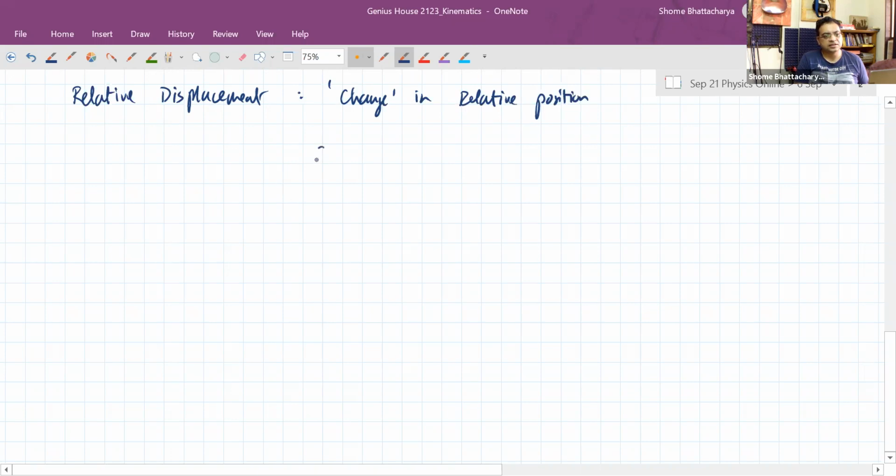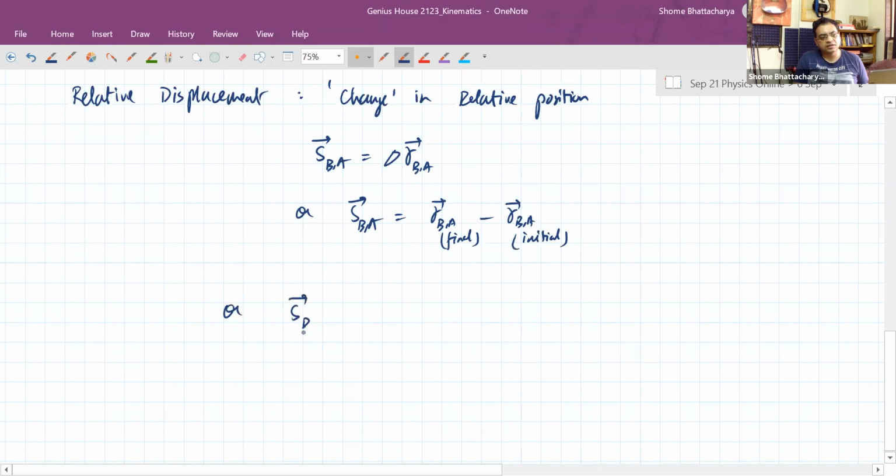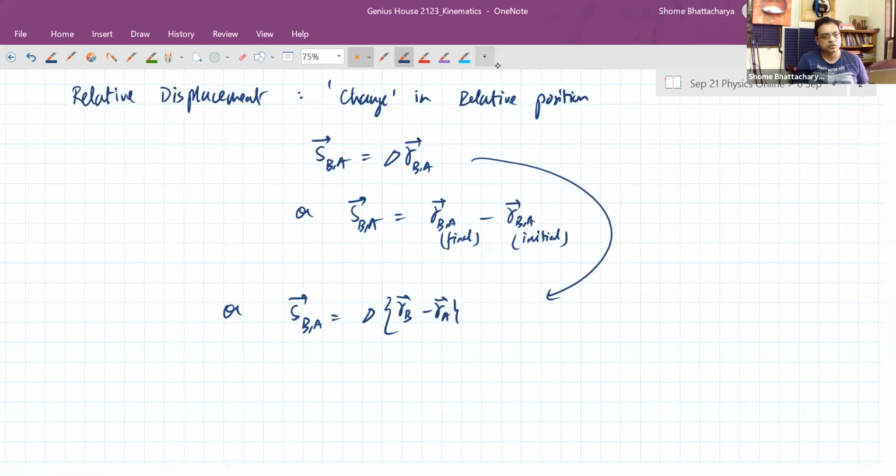Okay. So basically we can say that the displacement of B with respect to A is delta of the position of B with respect to A, or we can say that in a certain time interval, this is rBA final minus rBA initial. But the better way to understand this is that when we write the displacement of B with respect to A as change in position, from here we can see it is the change in position of B minus the position of A.